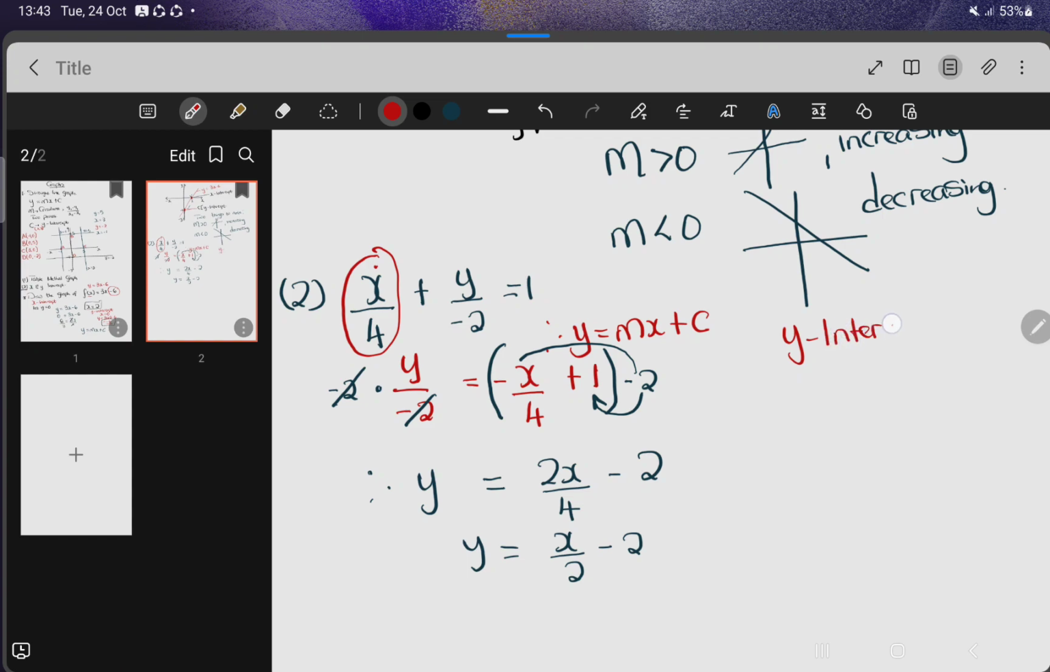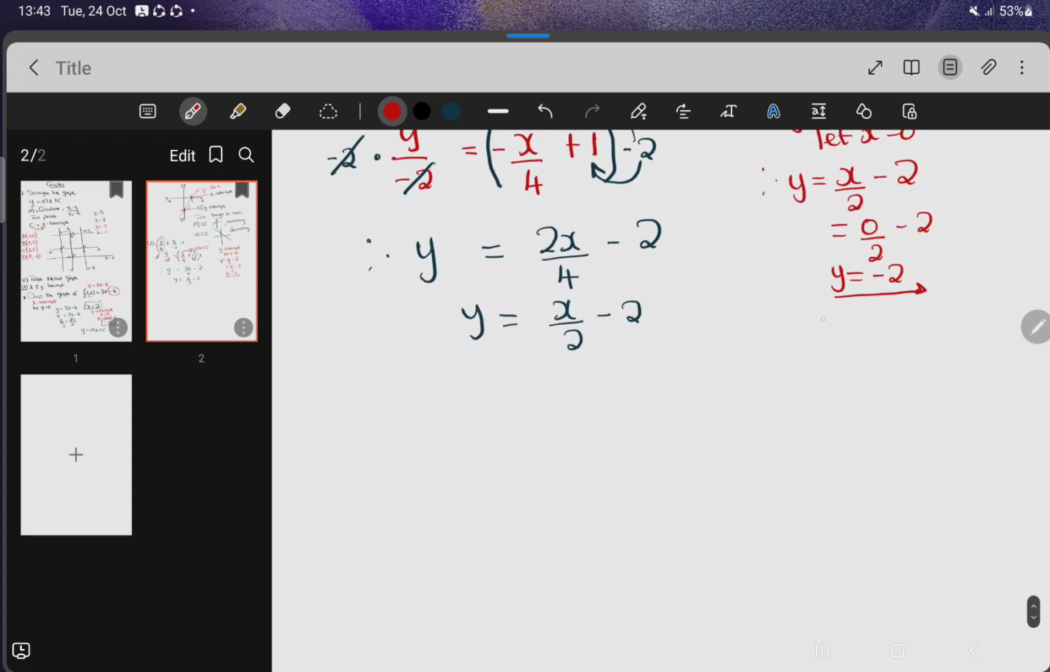The y-intercept. When we talk about the y-intercept here, we normally say let x be 0. Then we have y equal to x over 2 minus 2, and wherever we see x, we write 0. That will be 0 divided by 2 minus 2. Hence, that is -2. Then we go to the second one, which is the x-intercept. Remember, we normally say let y be 0. Then we put 0 equal to x over 2 minus 2.